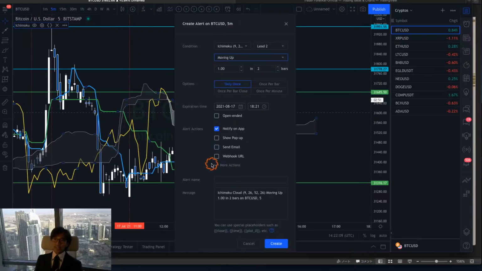The TradingView is very nice. I like the design. I like how it actually pictures markets. It's very clear, clean, and nice. And also, these alert functions are very useful.